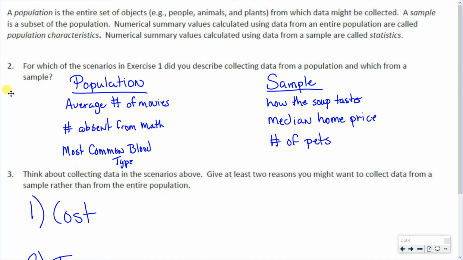Now, numerical summary values calculated using data from an entire population are called population characteristics. So if we pull the data from a population, then we've got a population characteristic. If we pull the data from a sample, then we have a statistic, a sample statistic. All right, so look at number 2.